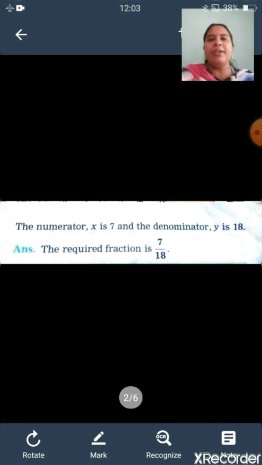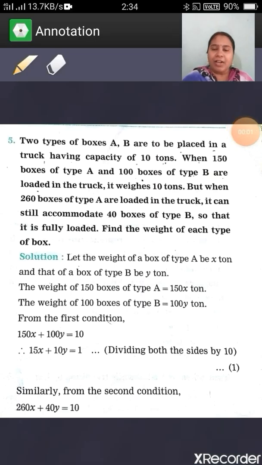Let us move to the next sum, that is question number 5. I'll read the question for you. Two types of boxes A and B are to be placed in a truck having capacity of 10 tons. When 150 boxes of type A and 100 boxes of type B are loaded in the truck, it weighs 10 tons. But when 260 boxes of type A are loaded in the truck, it can still accommodate 40 boxes of type B, so that it is fully loaded. Find the weight of each type of box.